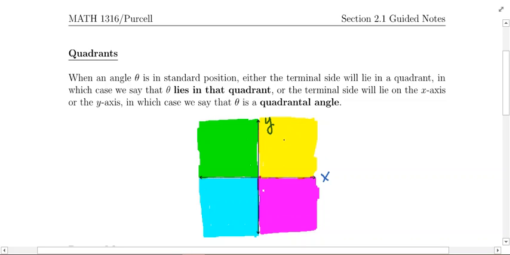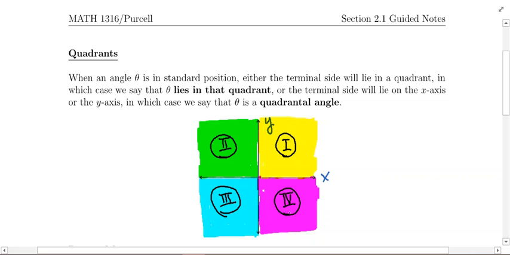The yellow part, the top right hand side or the northeast corner, is going to be quadrant 1. Then the green part, top left, the northwest corner, is going to be quadrant 2. The blue part, the bottom left or the southwest corner, is going to be quadrant 3. And lastly, the purple piece, the bottom right or the southeast portion of the plane, is going to be quadrant 4.